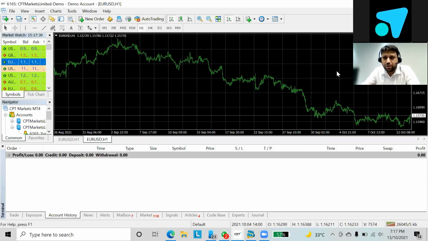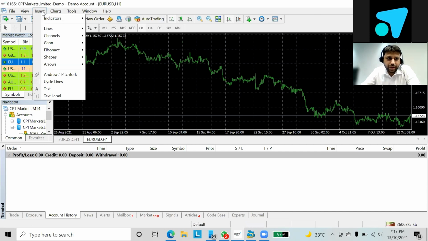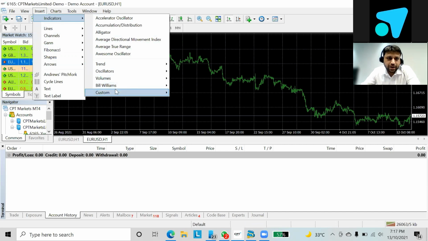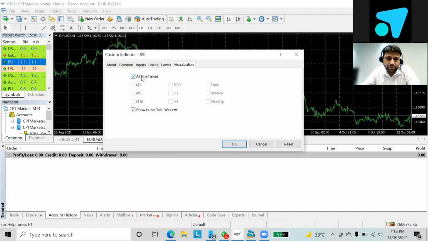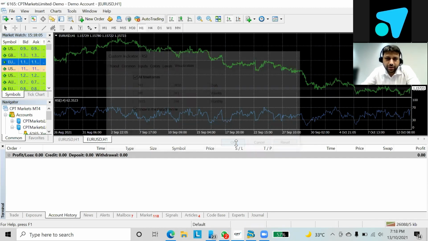We can put this on any chart, any asset, whether it's a stock, currency, cryptos, anything. But it will give you a real-time indication of where the asset is going. Now, how to insert the indicator? You can go to the insert panel here, go for the indicators and go for the custom. There you will find RSI. Click and put it for all time frames and click OK.